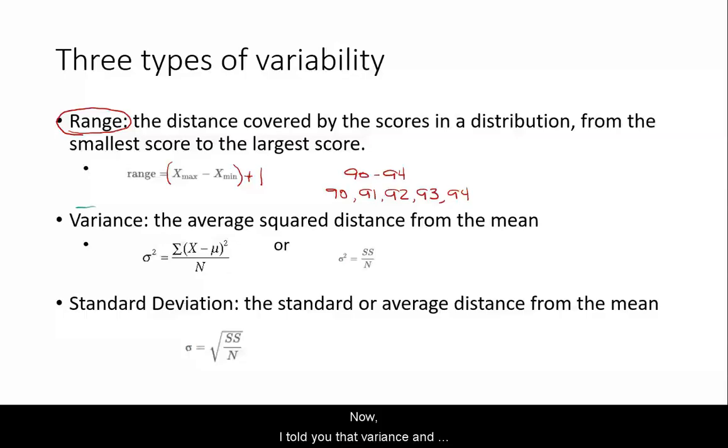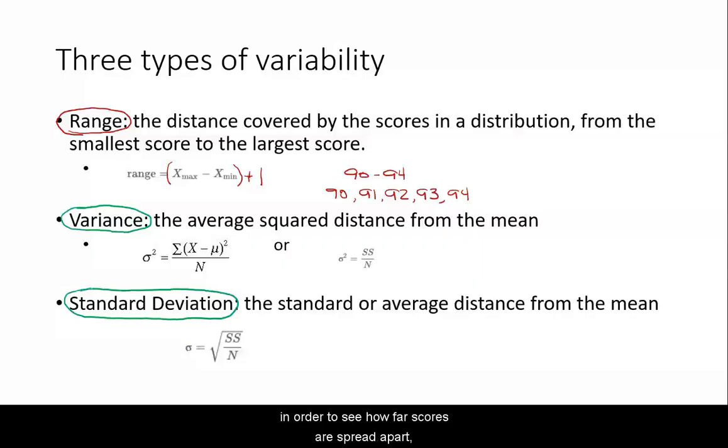Now I told you that variance and standard deviation are two parts of a whole. And the reason for that is, in order to find variance, in order to see how far scores are spread apart, we have to do a little bit of mathematical manipulation. And the reason for that is our definition of variance is the average distance any given score is from the mean.